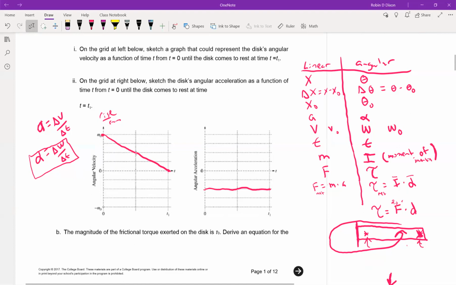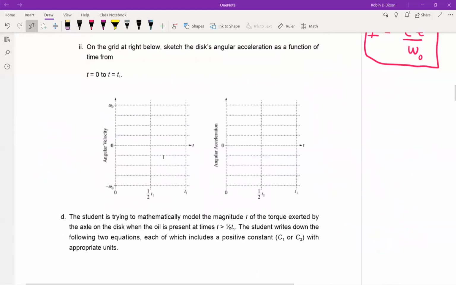So let's think about what's going to happen when we add oil. There's going to be less of a force causing it to slow down. So if there's less of a force causing it to slow down, then this will not reach a resting point in the same amount of time. It will be the same force between time t equals 0 and time t equals 1/2 t1. So the first half of this line should look the same, but the second half shouldn't be quite the same. Okay, so let's graph what that should look like.